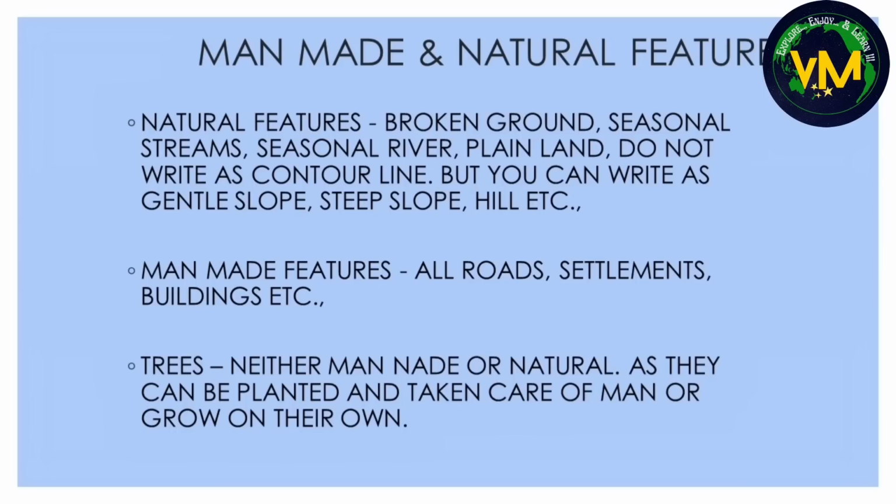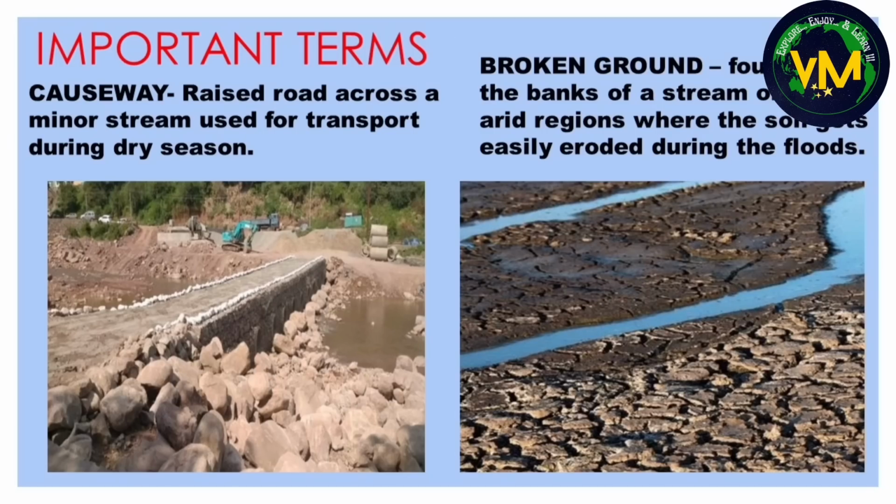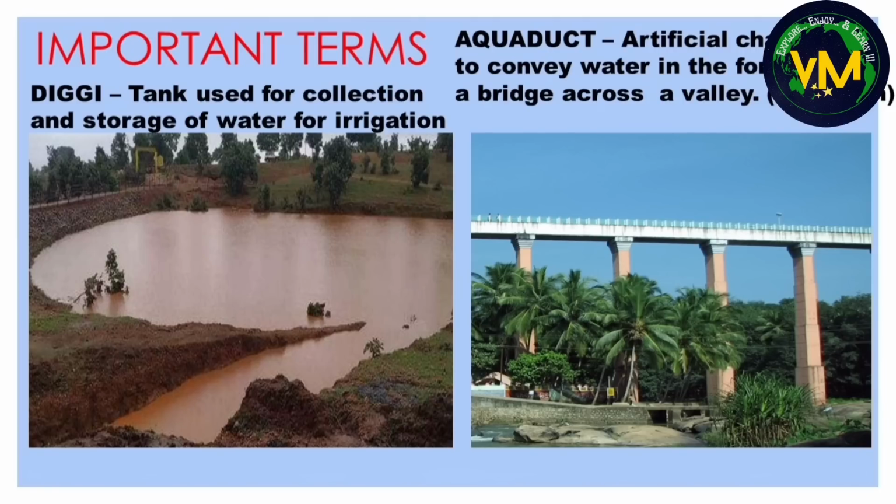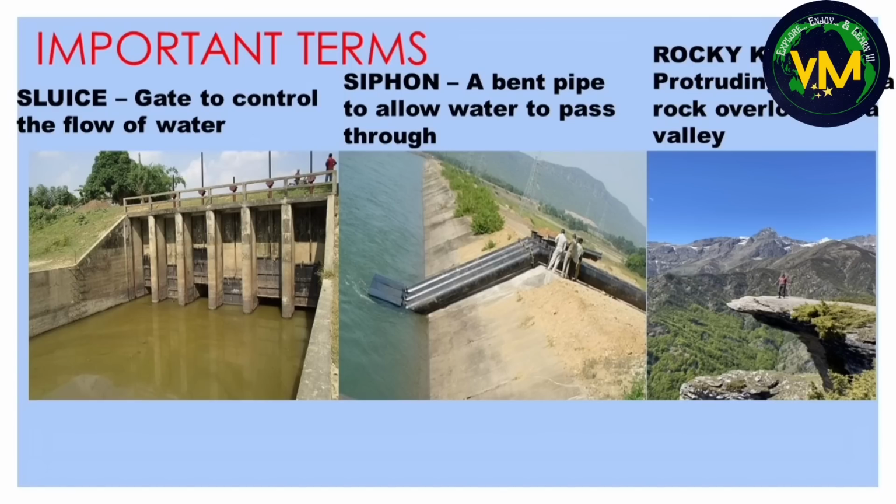And trees are neither man-made nor natural. Please do not write them for either natural or man-made features. And some other important terms that you need to learn are causeway, broken ground, diggy, aqueduct, sluice, siphon, rocky knob.